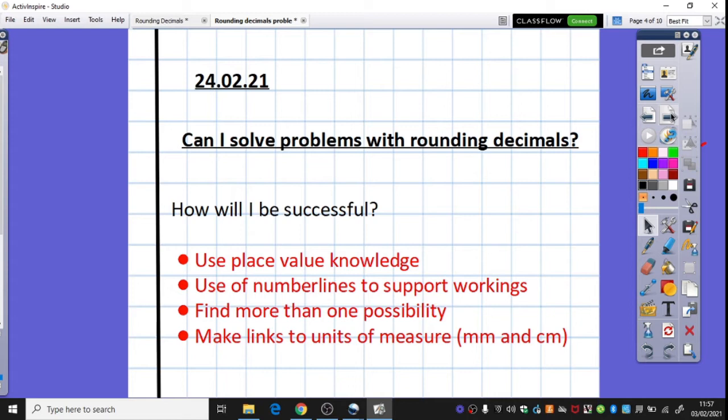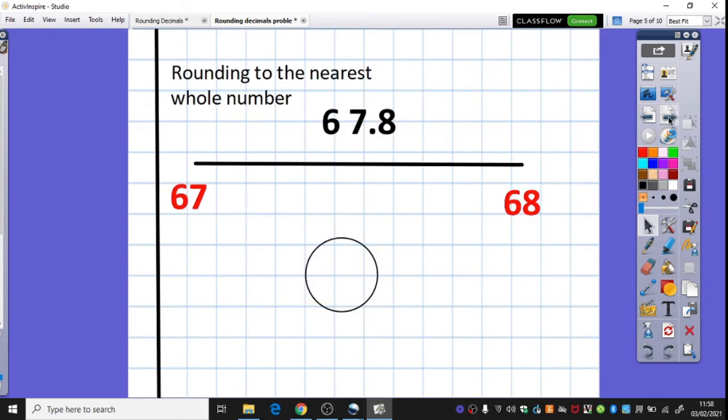So in order to be successful today, we're going to need to use our place value knowledge, use number lines once again, and some of you might be finding more than one possibility to your answers, and some of you as well also may need to make some links between units of measure and converting units of measure that we've covered in previous weeks. We're going to have a very quick recap then now, looking at how we round a number to the nearest whole number.